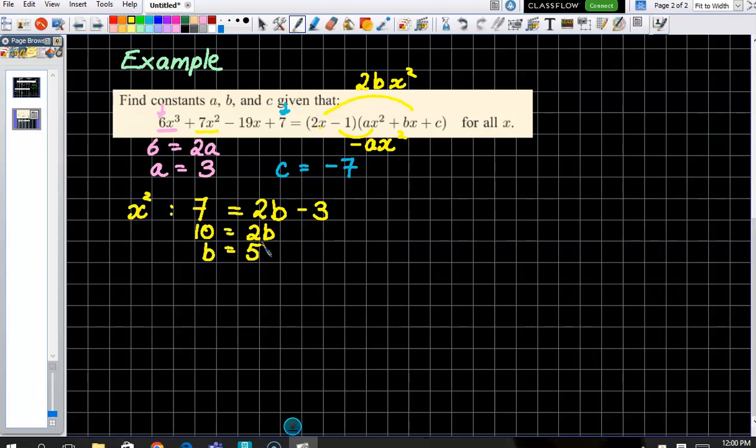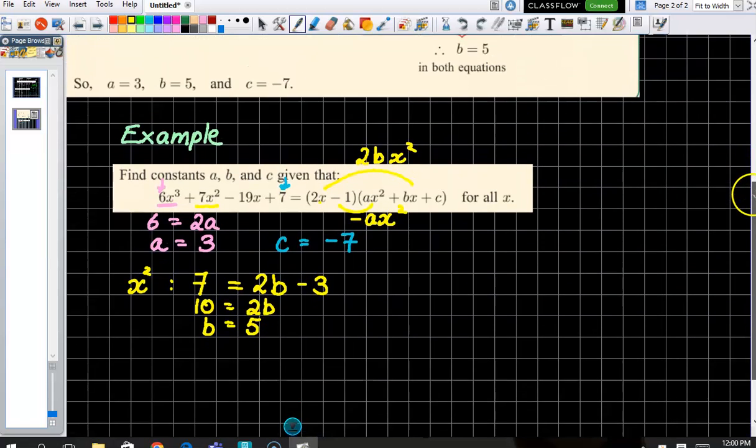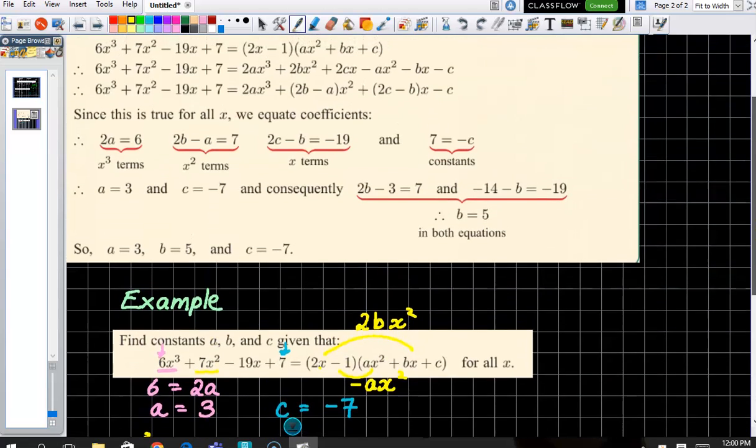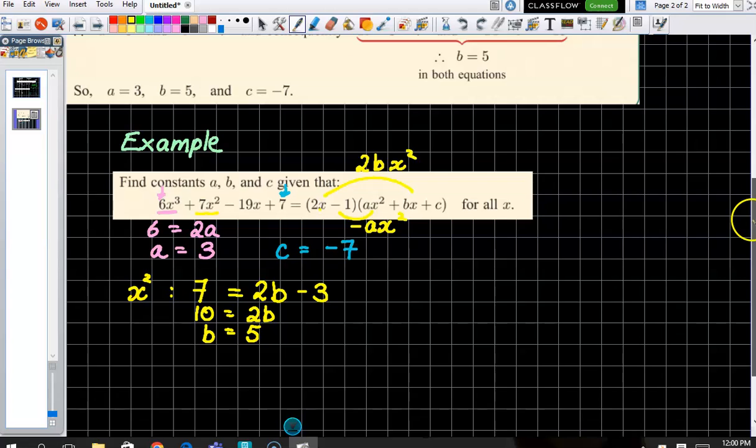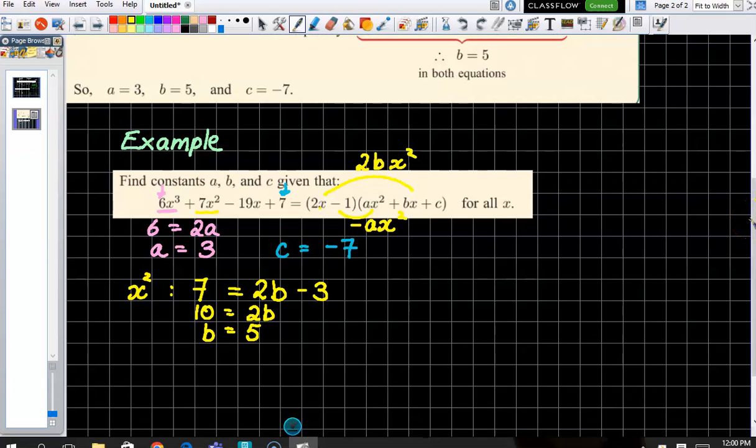Find constants a, b, c. Let's just check. Is that what the example got? Correct. And look at my working. Wow. But if you don't like that, and I was saying before, the first time you do it, you might be going, we'll get a little bit of practice at this. And I can't convince you strongly enough. This is a time saver.